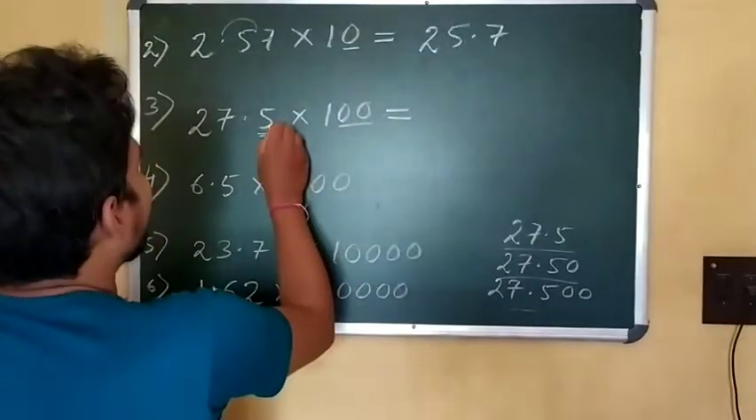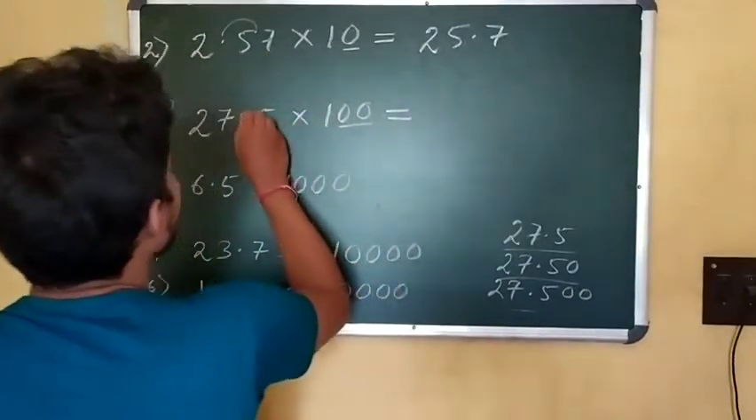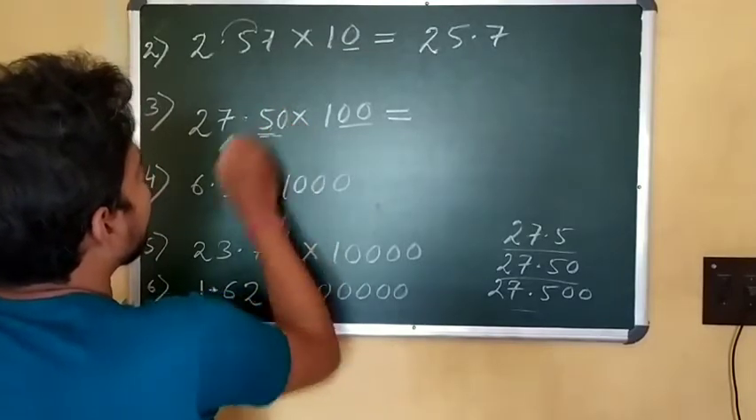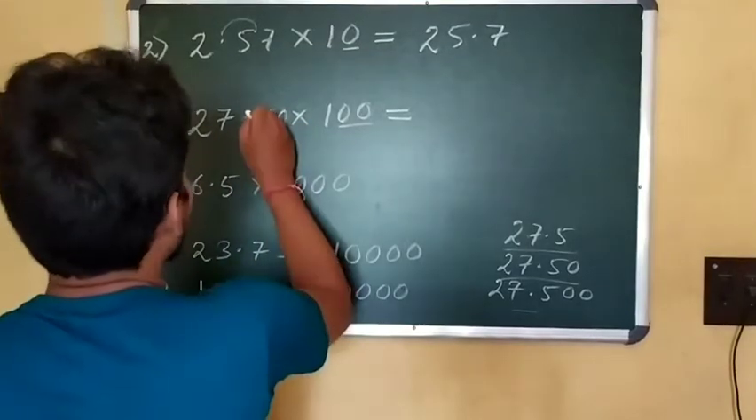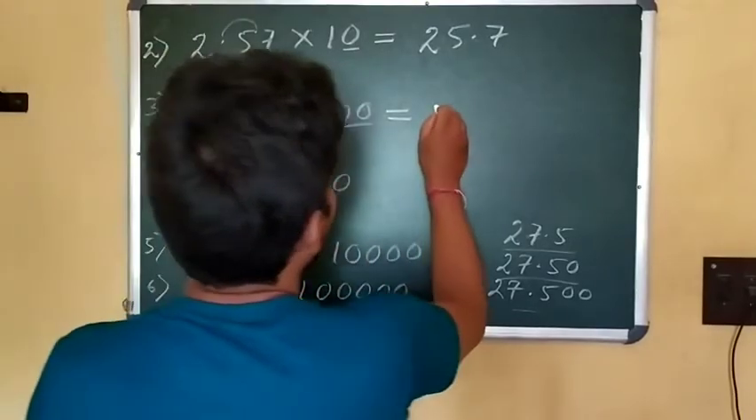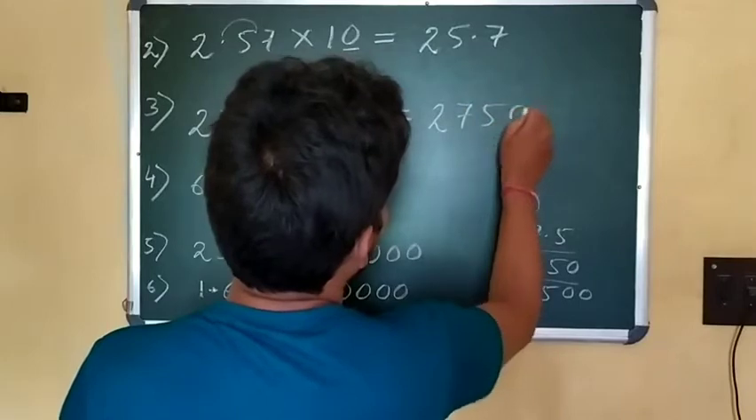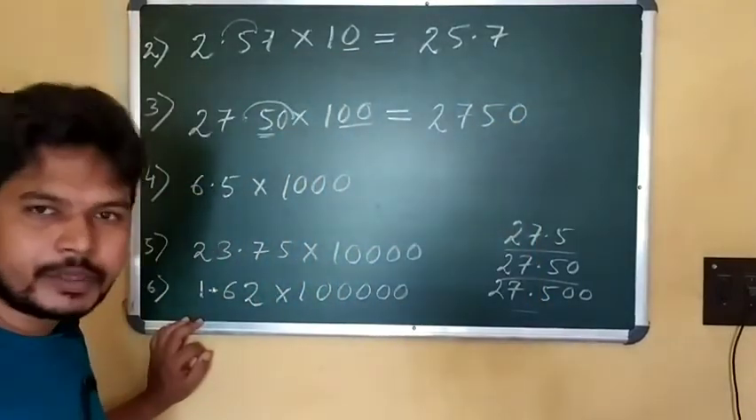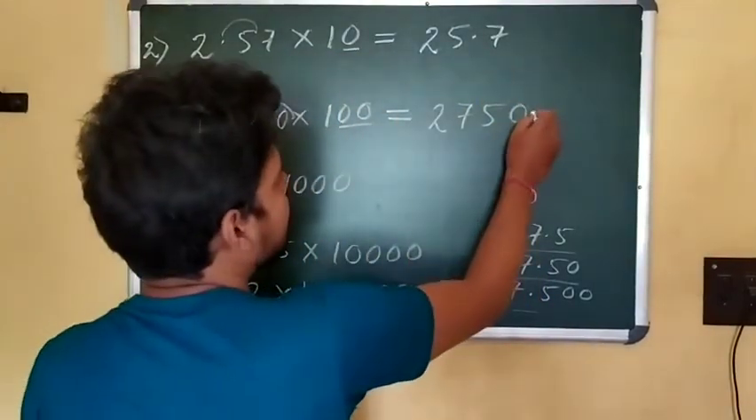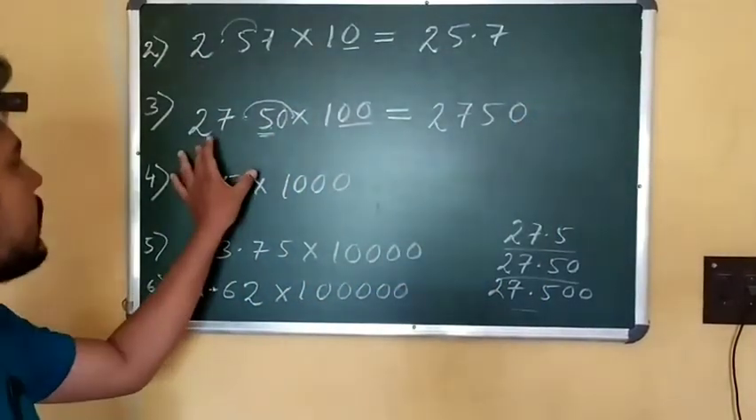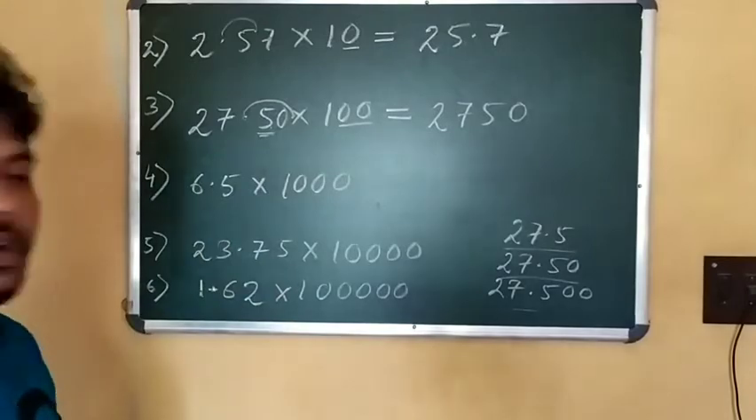So what to do? You have to shift this decimal point 2 digits to the right, so you add 1 zero here, then you shift, so the answer will be 2750, and the decimal point comes at the end, so it is not necessary to write it. That means this number is now converted into a whole number.